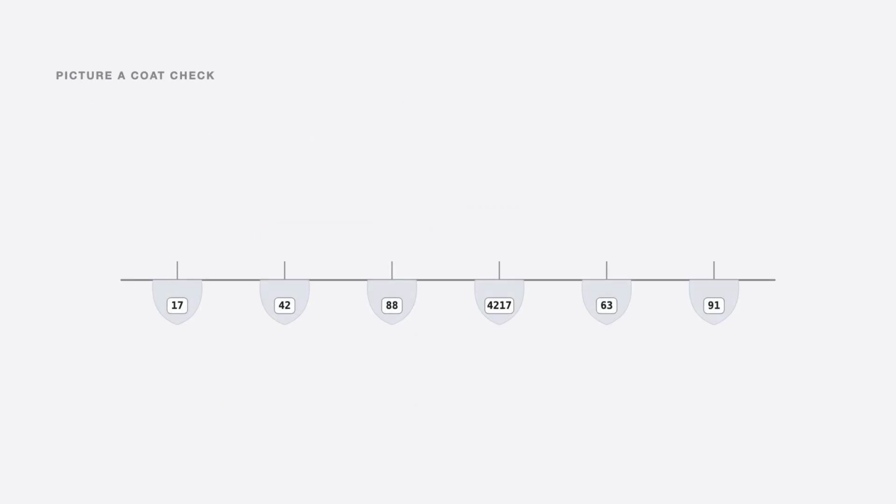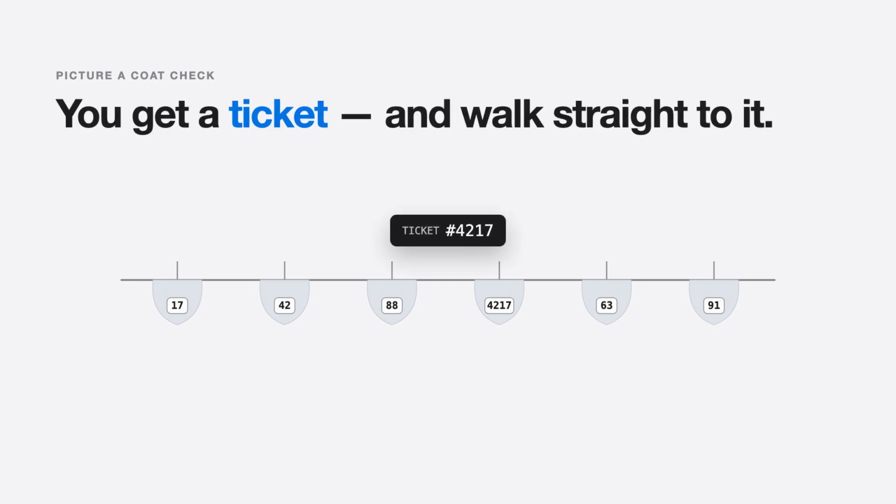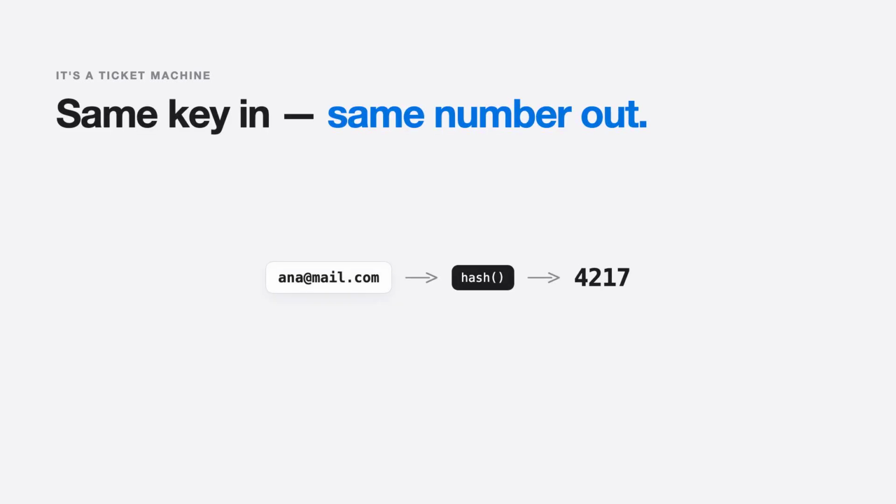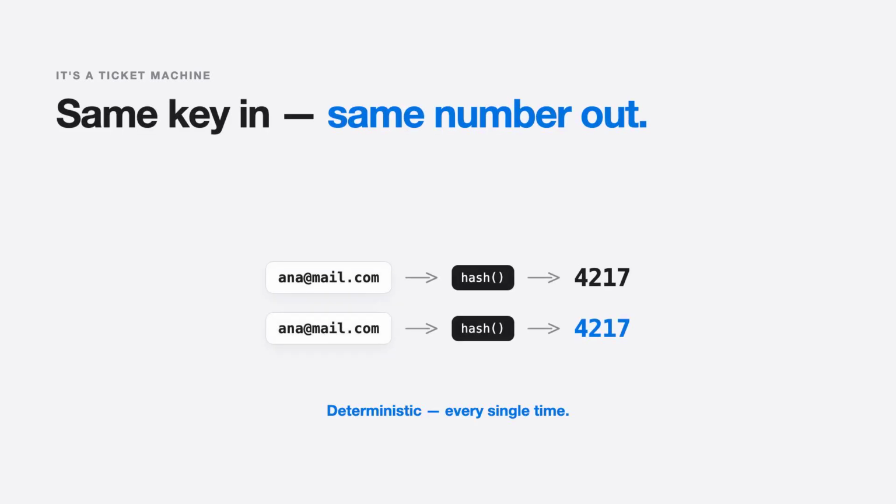Think of a coat check. You don't scan every coat to find yours. You get a ticket with a number and walk straight to that slot. The hash is that ticket machine, same key in, same number out every single time.